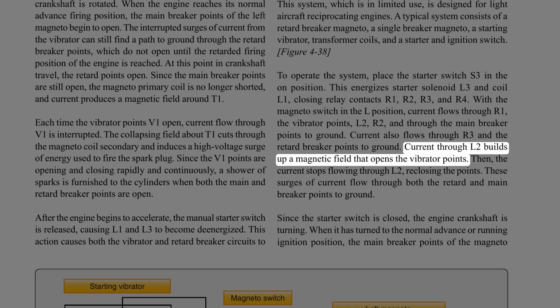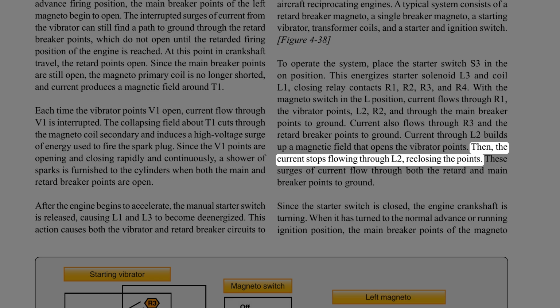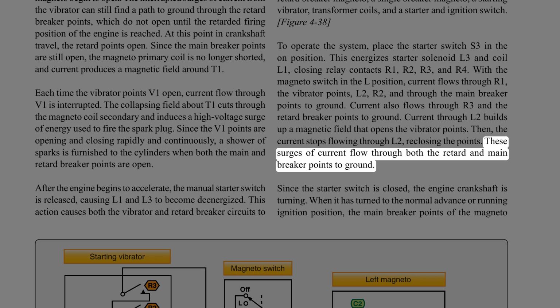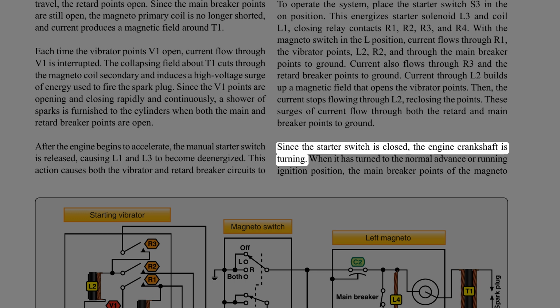Current through L2 builds up a magnetic field that opens the vibrator points. Then, the current stops flowing through L2, reclosing the points. These surges of current flow through both the retard and main breaker points to ground. Since the starter switch is closed, the engine crankshaft is turning.